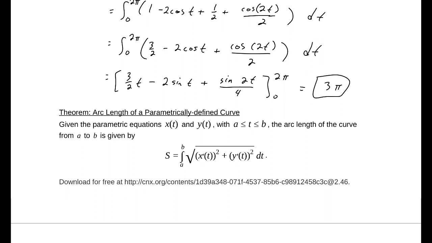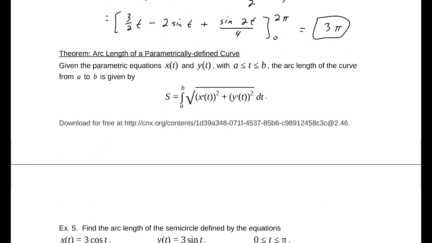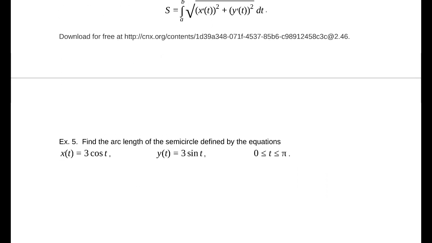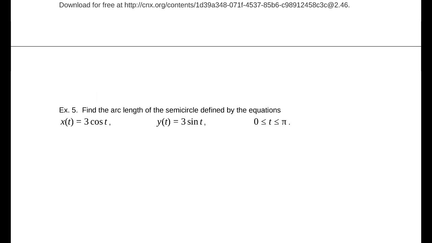It actually derives the same way as it did as a Riemann sum in previous chapters, so worth just glancing back at that. So we're going to take these two functions and find the arc length of this semicircle. So our length equals the integral from 0 to pi of the square root of x prime squared. Well, x prime is going to be negative 3 sine t, and the derivative of y is 3 cosine t.